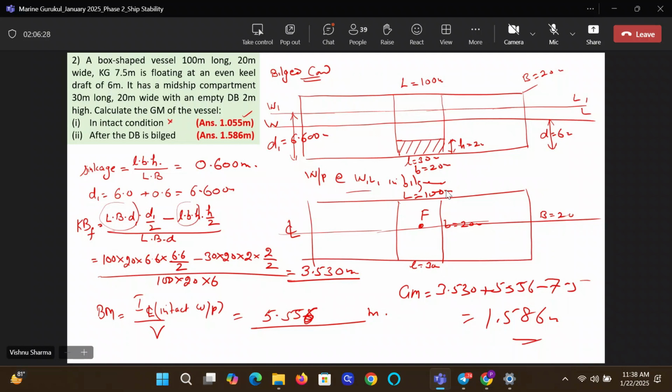Correct, guys? So I have done them back to back so that it does not send a wrong message to anybody that bilging will always reduce your GM. It is not necessary, beta. Here the KB has gone up, BM has remained unchanged. That's why the GM has increased. Guys, anybody who's not comfortable with the process of calculating until this point, tell me.